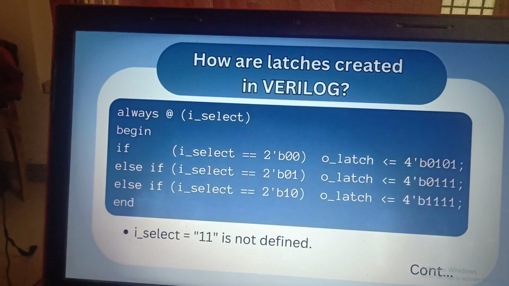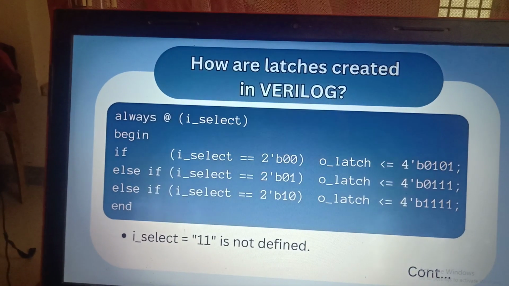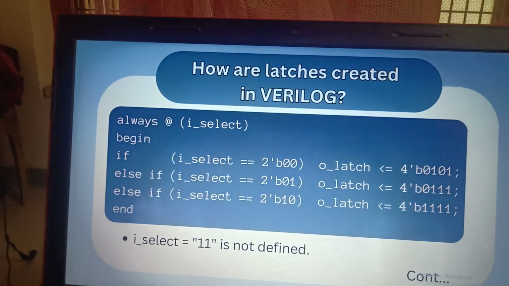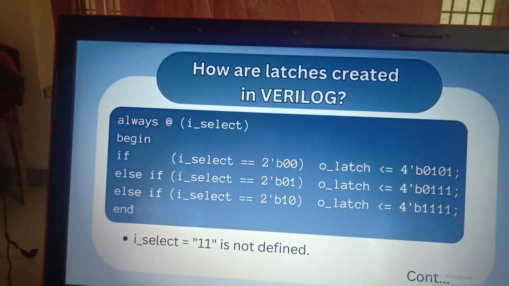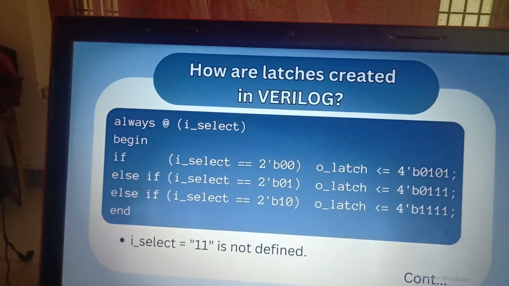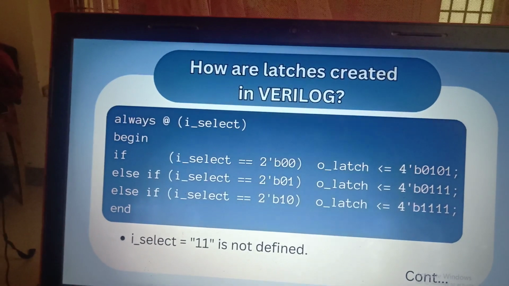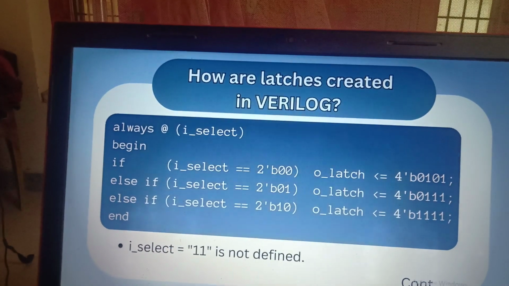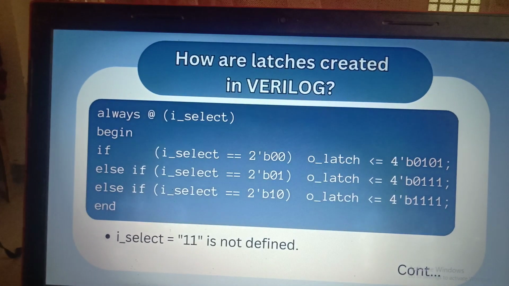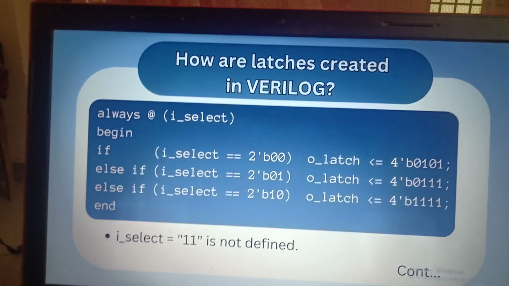If the latch is created in Verilog, it is in an always statement. So always at i_select, begin. If i_select is equal to 2'b00, o_latch is less than or equal to 4'b0101. Similarly, if i_select is equal to 2'b01, o_latch is less than or equal to 4'b0111. Else if i_select is equal to 2'b10, o_latch is less than or equal to 4'b1111, and i_select equal to 11 is not defined. I_select 11 here is not defined, as in VHDL.